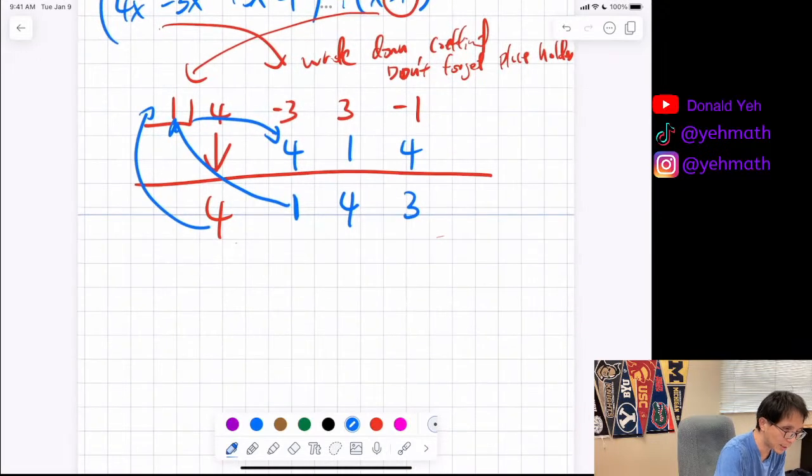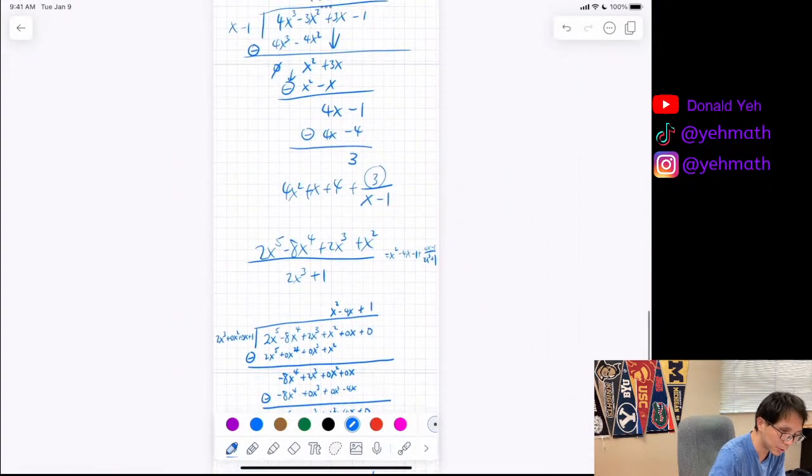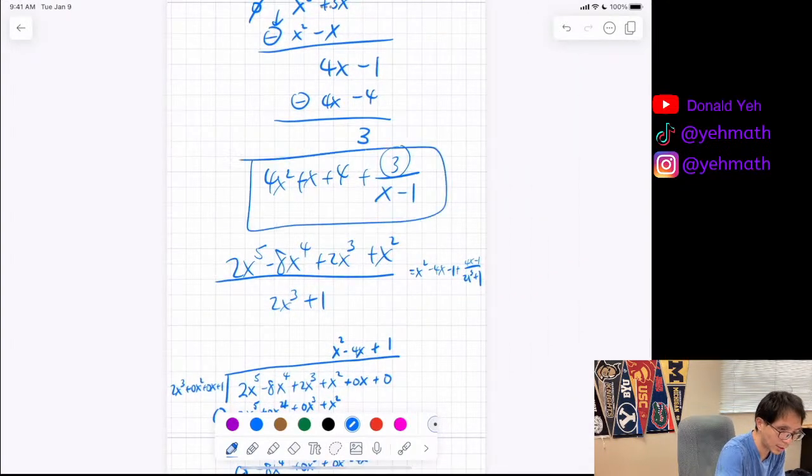So you see this answer? You start with the x to the third degree. This one's going to go down 1 degree. So it'll be 4x squared plus x plus 4 and a plus 3 over x minus 1. And that's my answer because there's a 4 right here. There's a 1 right here. There's a 4 right here. There's a 3 right here. And if you look at it, the original answer here, these are the same thing.